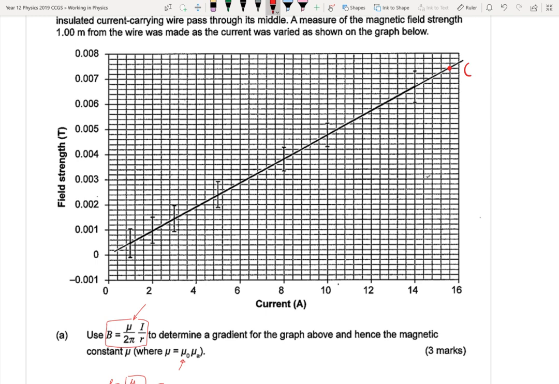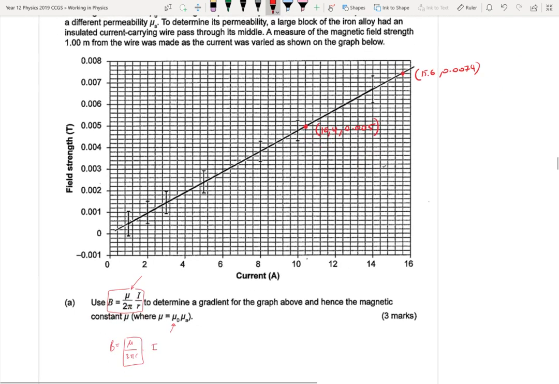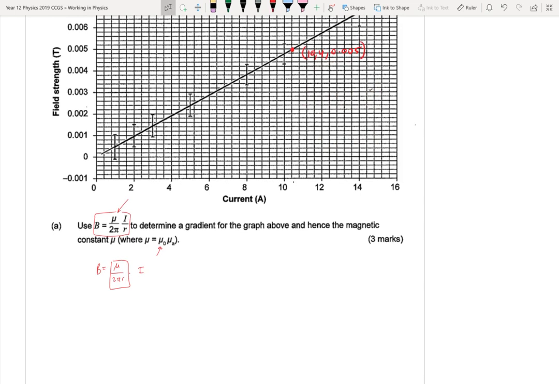So that is 4, 8, so that's 15.6, comma, 1, 2, so that's 2 up, 0.0074. There's a nice one there. That's 10.4, comma, going straight. Oh, that's on the 5 line. 0.005. Come on, guys. I need you to be at the same pace as me, please.